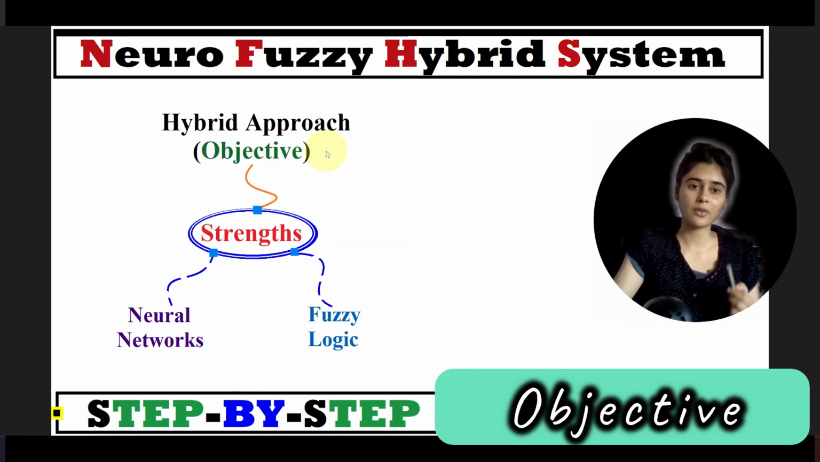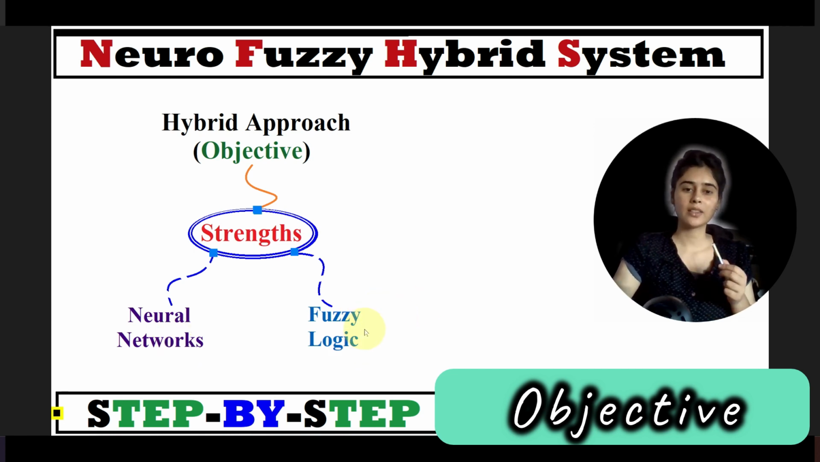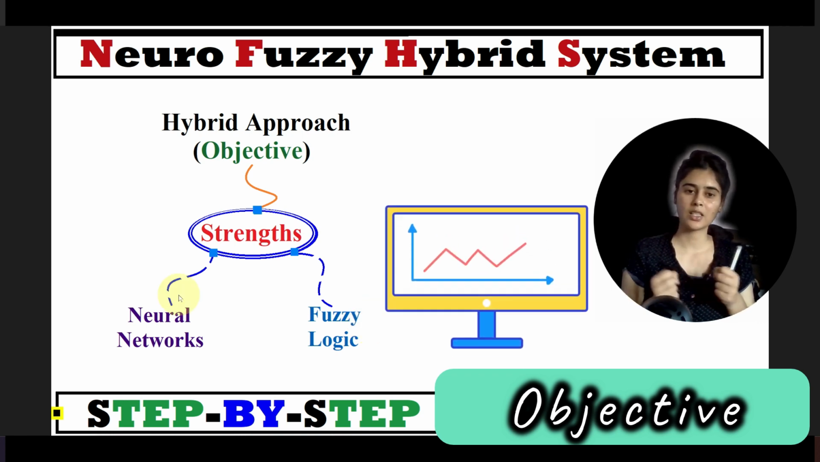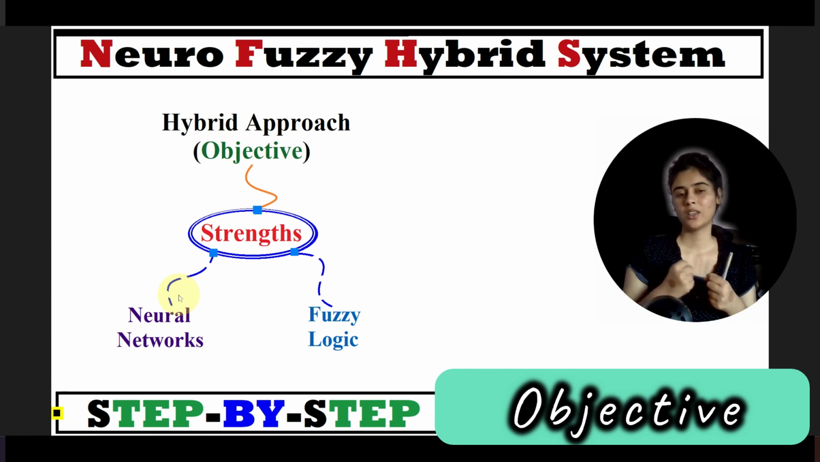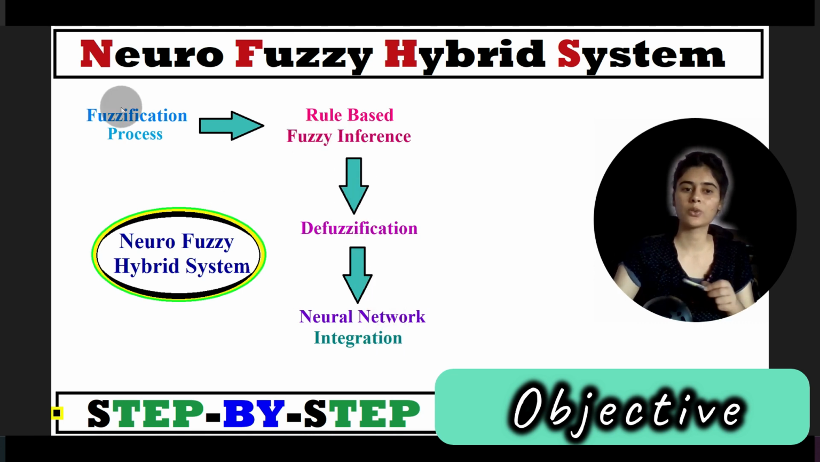So in Neuro Fuzzy Hybrid System, a hybrid approach is used that takes the advantages of the strength of both neural network and fuzzy logic to handle non-linear and complex patterns efficiently. So we will combine their strength together and form a hybrid system. As you can see here, two key components are used in this hybrid system: neural networks and fuzzy logic. And here you can see the working of Neuro Fuzzy Hybrid System.